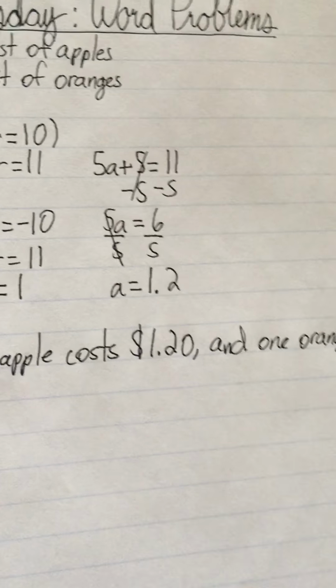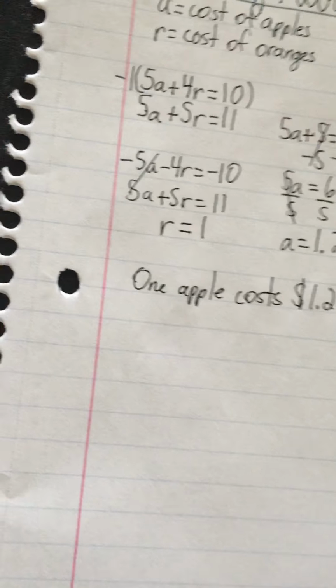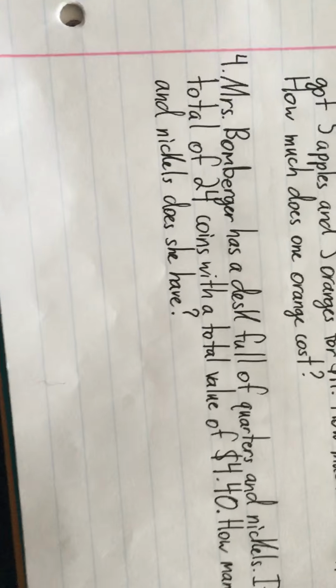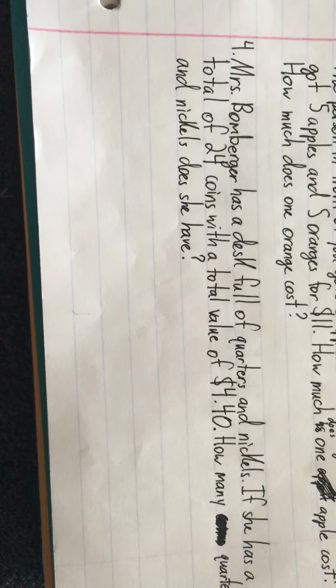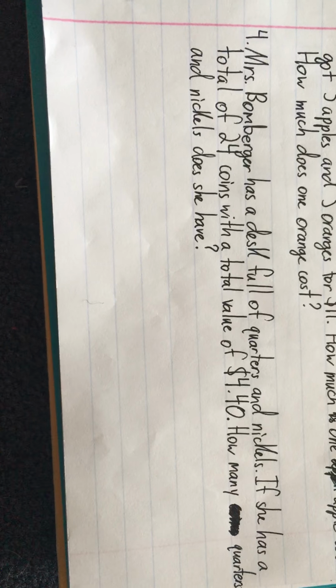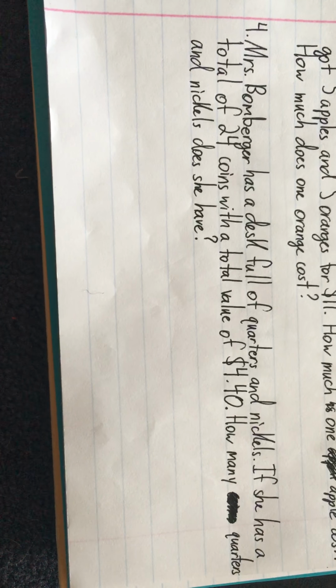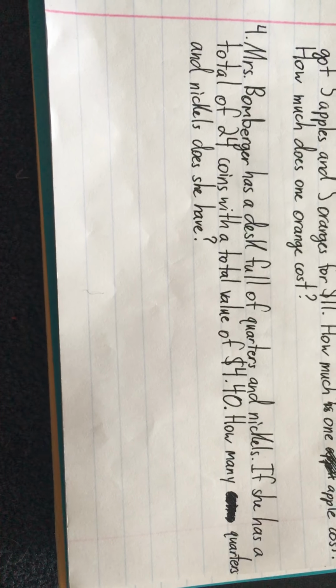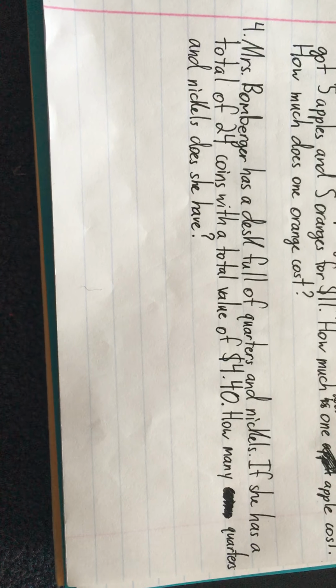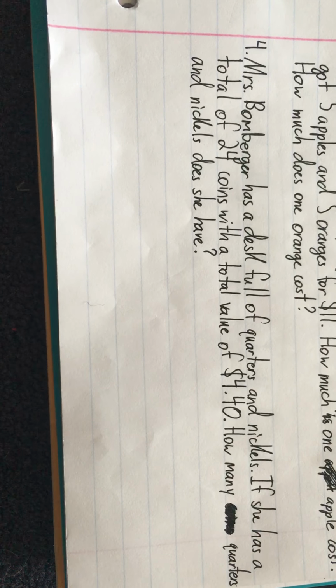So now we're going to move on to number 4. Mrs. Baumberger has a desk full of quarters and nickels. If she has a total of 24 coins with a total value of $4.40, how many quarters and nickels does she have?